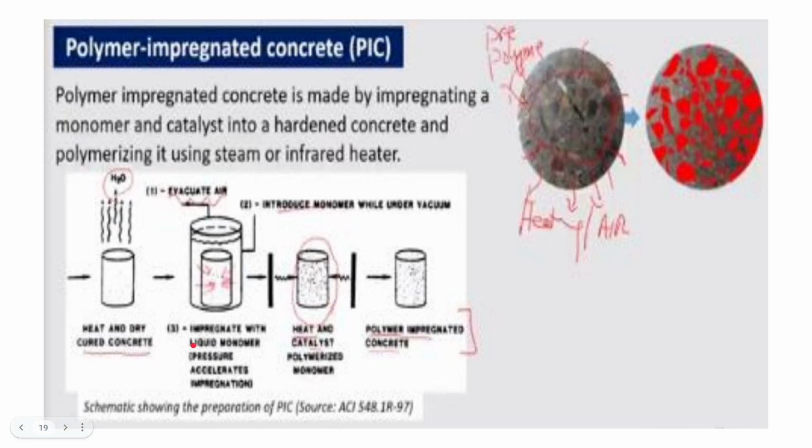Okay, so here is a pictorial schematic representation of how PIC is done, how it is developed. Polymer impregnated concrete is made by impregnating a monomer and catalyst into a hardened concrete and polymerizing it using steam or infrared heater. So basically the monomer and catalyst are impregnated into the hardened concrete, and the polymerization is done using steam or infrared heater, that is by heating.